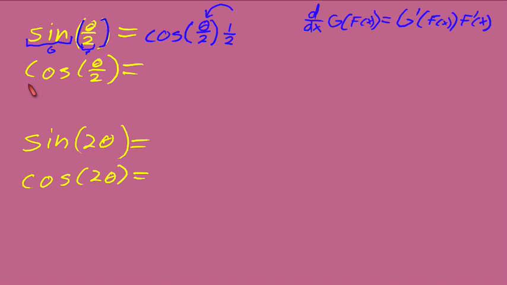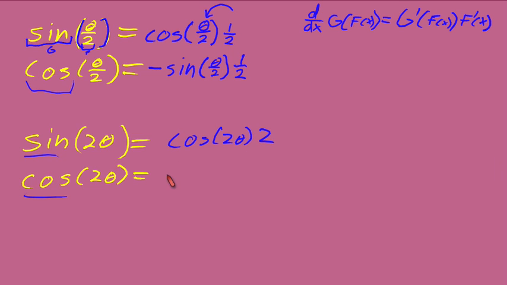And it's going to be the same story with our cosine of theta over 2. We take the derivative of cosine, which is negative sine, keep the original parentheses, and then multiply by the derivative of the inside. And by the same logic, with the sines and cosines down here: cosine of 2 theta times 2, and negative sine of 2 theta times 2.